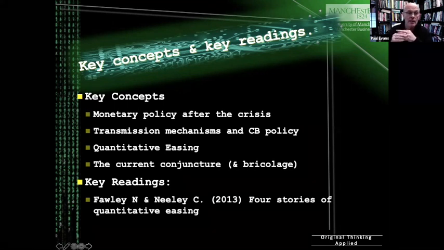Evidence must suggest that that is a problematic view of finance. And I gave you one reading there, which I think is a really nice reading, actually. It's quite technical, but it does explain the various strategies of quantitative easing. And it's much better than Richard Werner's work on quantitative easing, but he was the guy that pioneered the topic. But I like Fawley and Neely's paper, Four Stories of Quantitative Easing.